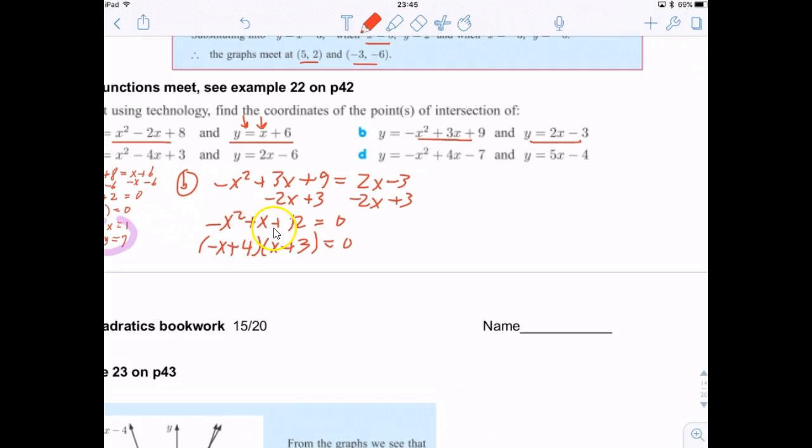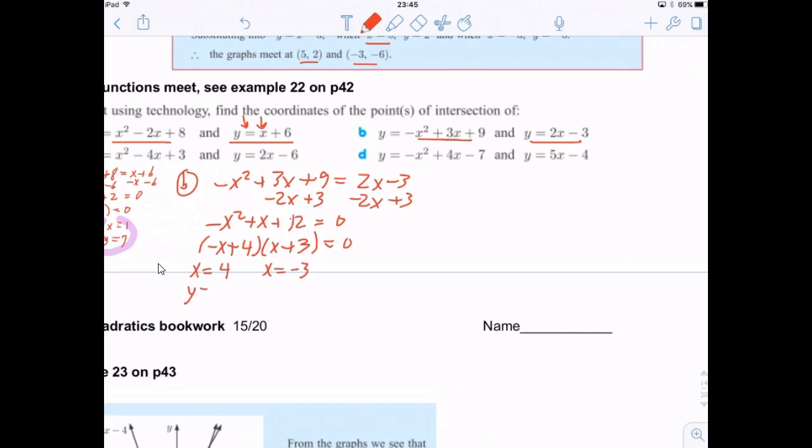And now I'm going to factor. You can use the quadratic formula here, but I found out that if I factor it into negative x plus 4 and x plus 3 equals 0, then I can find the solutions here. So the two x solutions are x equals 4, because x equals 4 would make negative 4 plus 4 equals 0, or x equals negative 3.